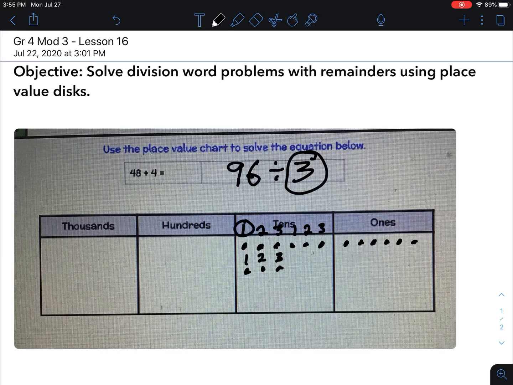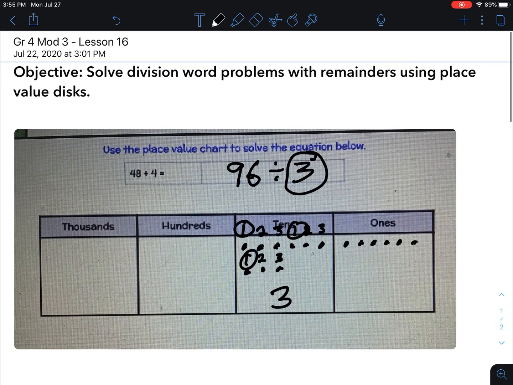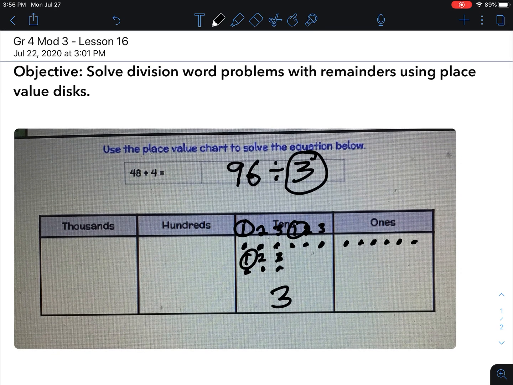So in this case, I'm going to look at the ones. How many ones do I have? I have 1, 2, 3. So that's the number I put here. And you could do the same thing over here.